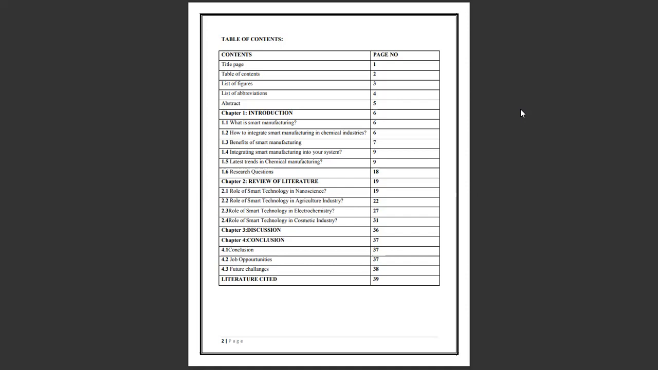In this chapter, I'll discuss some review articles related to nanoscience and the role of smart technology in the agriculture industry and the cosmetic industry. Chapter 3 is about the discussion of all these articles, and chapter 4 is about the conclusion. In this chapter, I'll discuss some job opportunities and future challenges.